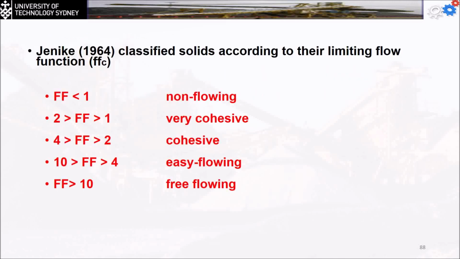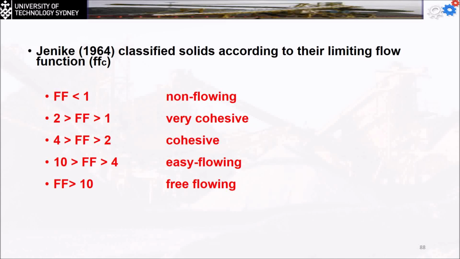Now, according to Jenike, he classified the solids according to their limiting flow function FF as follows. If the value of the flowability is less than 1, that means we're not going to have flow for the material. If it's more than 1 and less than 2, we're going to have a very cohesive material. That means it's going to hardly flow.